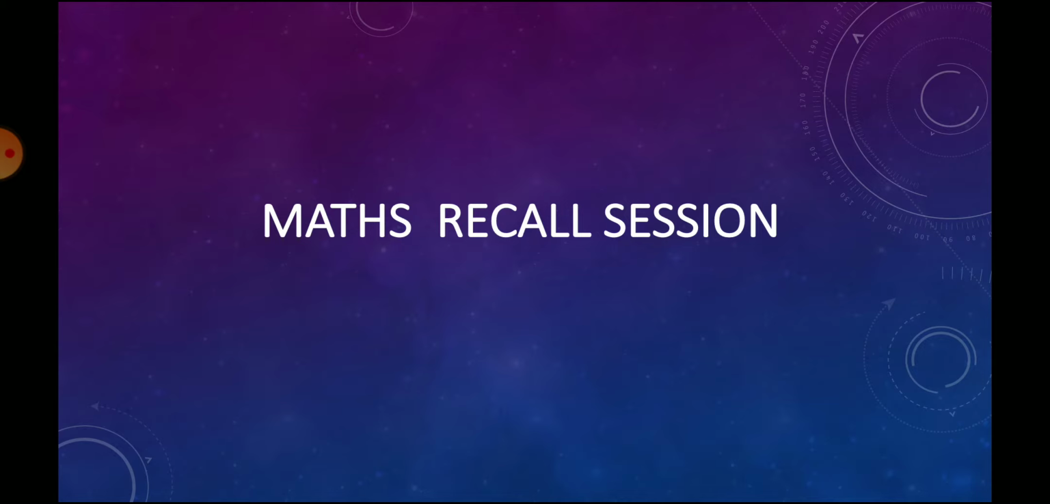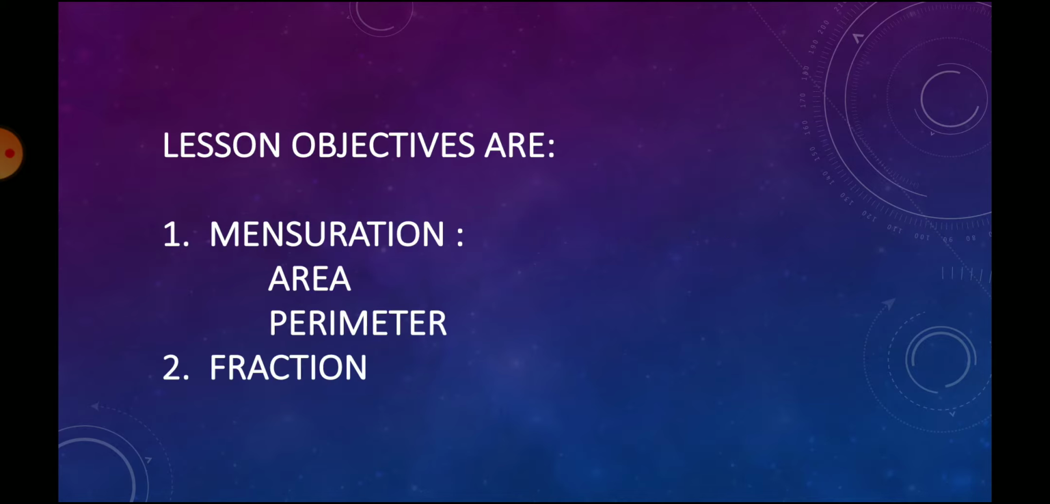Now let's start this session. In this lesson, the objectives are: first, mensuration. There are two types in mensuration, that is area and perimeter. Next is fractions. Here we have used some word problems.